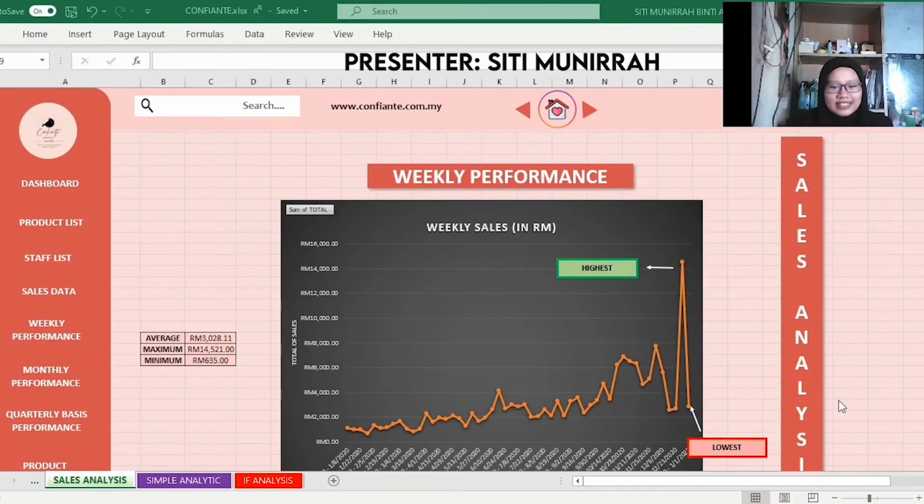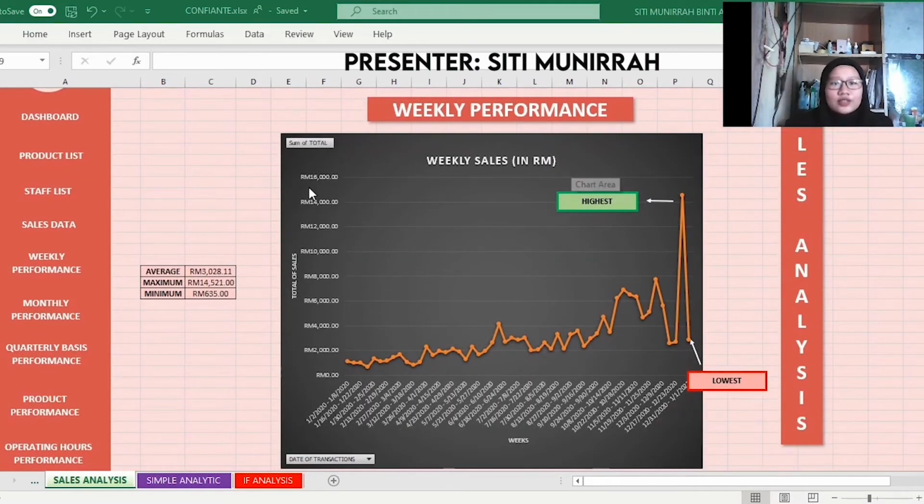My name is Siti Mira. Here on in sales analysis, where we provided 8 sales analysis. So firstly, here we have weekly sales. So this line chart shows weekly sales that was achieved by our skincare shop in 2020. So our operating days are divided into 52 weeks. So the highest sales based on week made by our shop is 14,521 ringgit, which happened in week 52, starting from 24 December until 30 December.